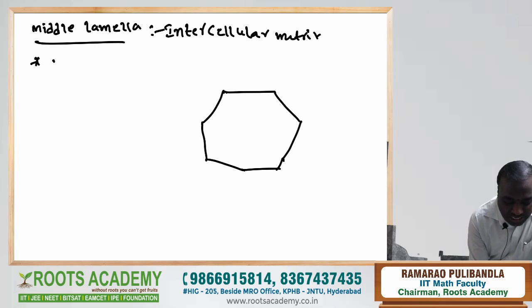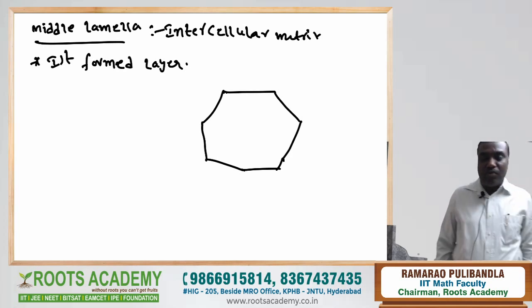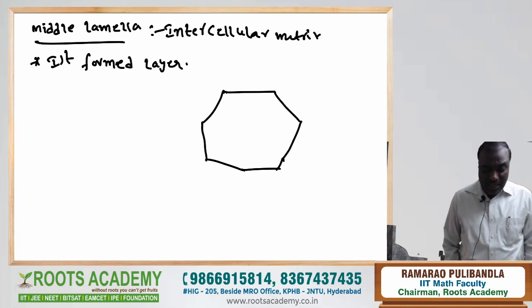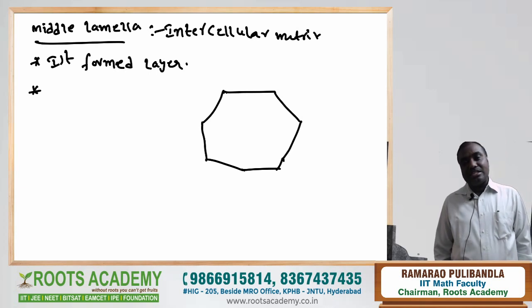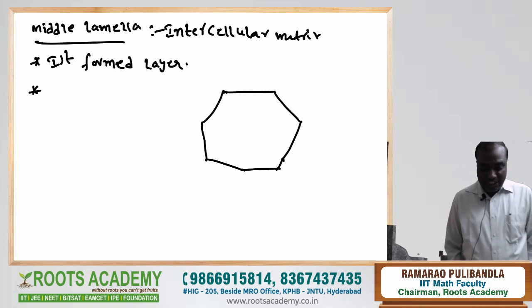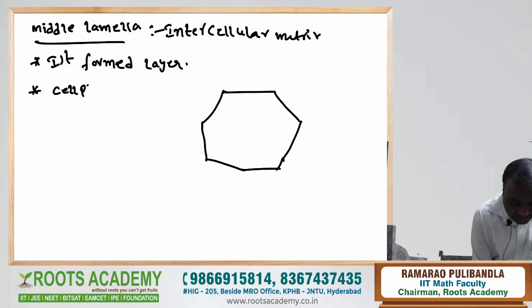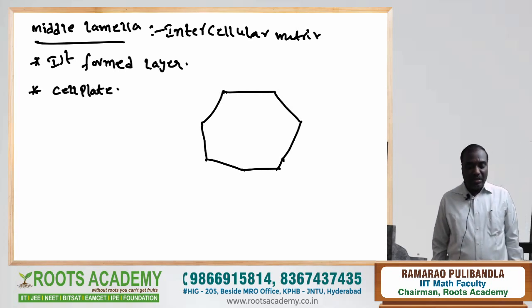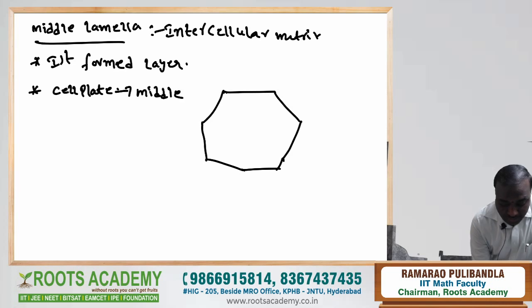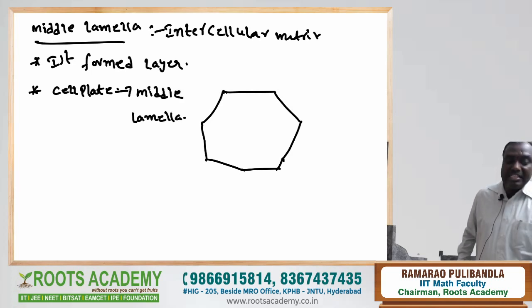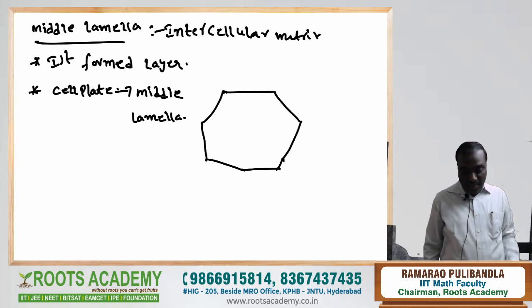And the middle lamella is generally the first formed wall layer. Generally, the middle lamella is formed during the cytokinesis of cell division. It is developed from the cell plate. The cell plate undergoes various modifications, then forms the middle lamella. So, the cell plate is the precursor of the middle lamella.